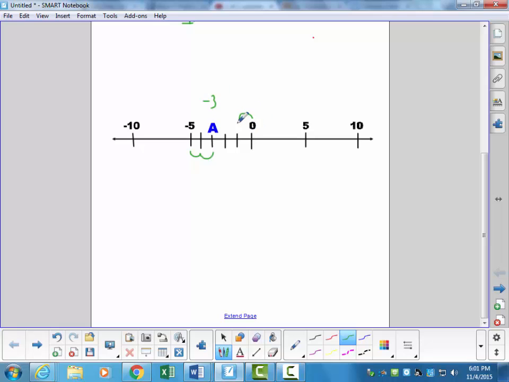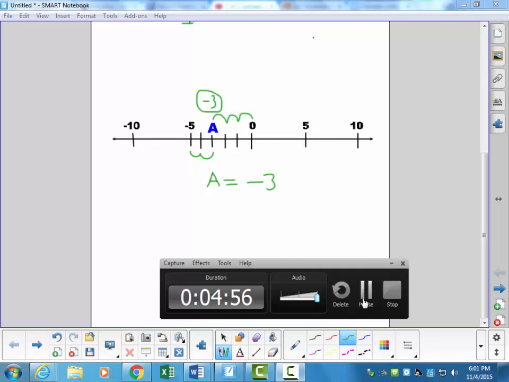Let's just double check. 1, 2, 3. It works that way too. The letter A represents negative 3. Okay? Pretty simple and straightforward. Let's try a couple that are a little bit more challenging.